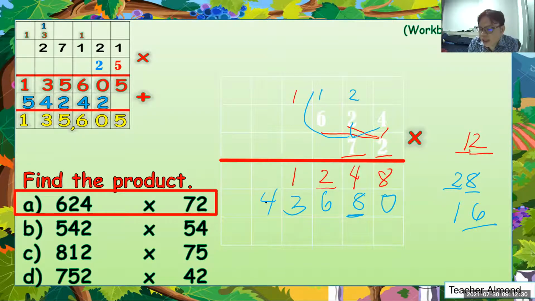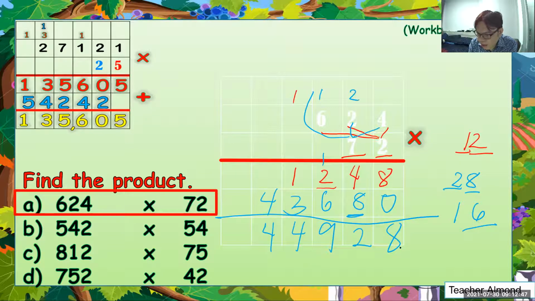Then add them up. 8 plus 0, 8. 8 plus 4, 12. 6 plus 2, 8, 9. 3 plus 1, 4, and 4. Divide the number by 3: 1, 2, 3, comma. Okay, so that is how you multiply.